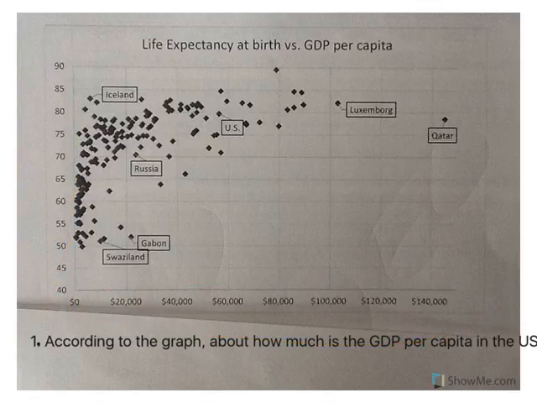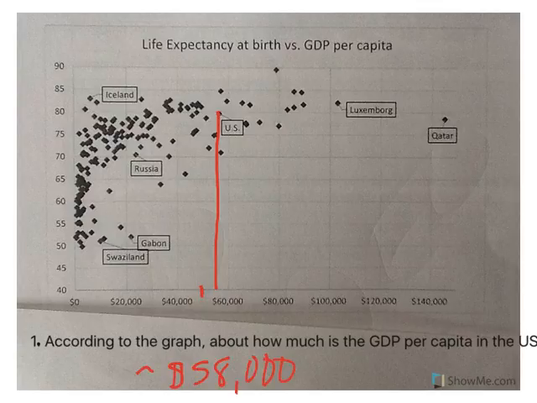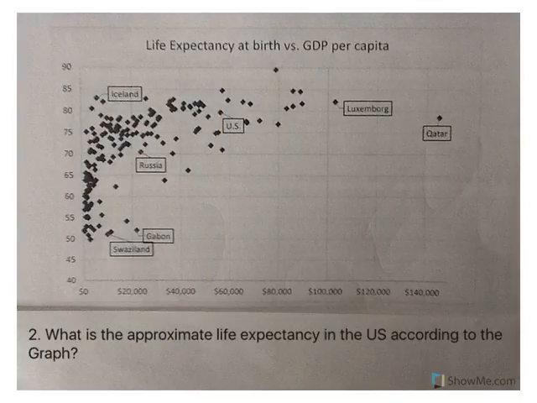So, some of these, well, all of these, I think, questions are going to be a little bit of estimation, right? We're using a graph. Nothing is concrete. So according to the graph, about how much is the GDP per capita in the U.S.? Now, the U.S. is here. GDP per capita, we're going to go straight down. It's not quite 60,000. It's more than halfway, which is 50. So I'm going to say it's approximately 58,000. You could say 56, 57, 55. Anything between 50 and 60,000 is probably accurate, right? Because we're estimating with a table here.